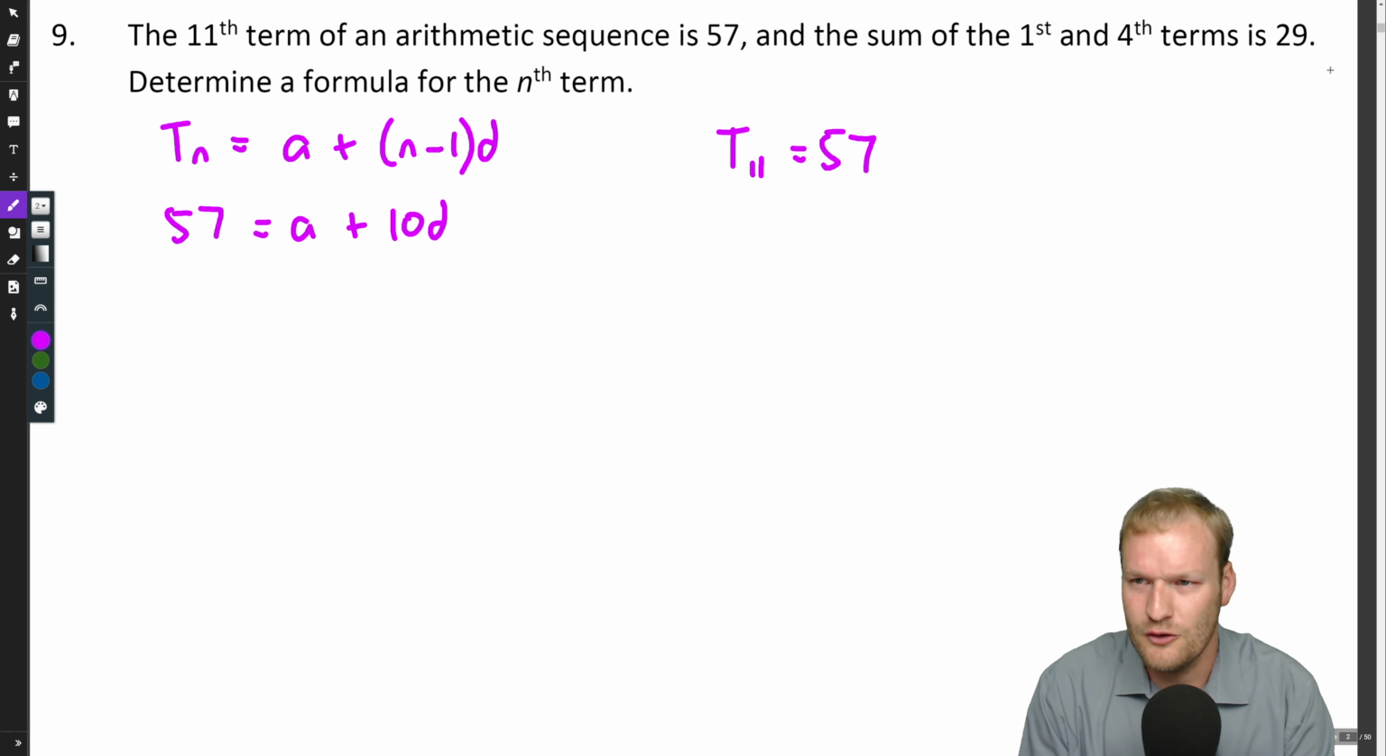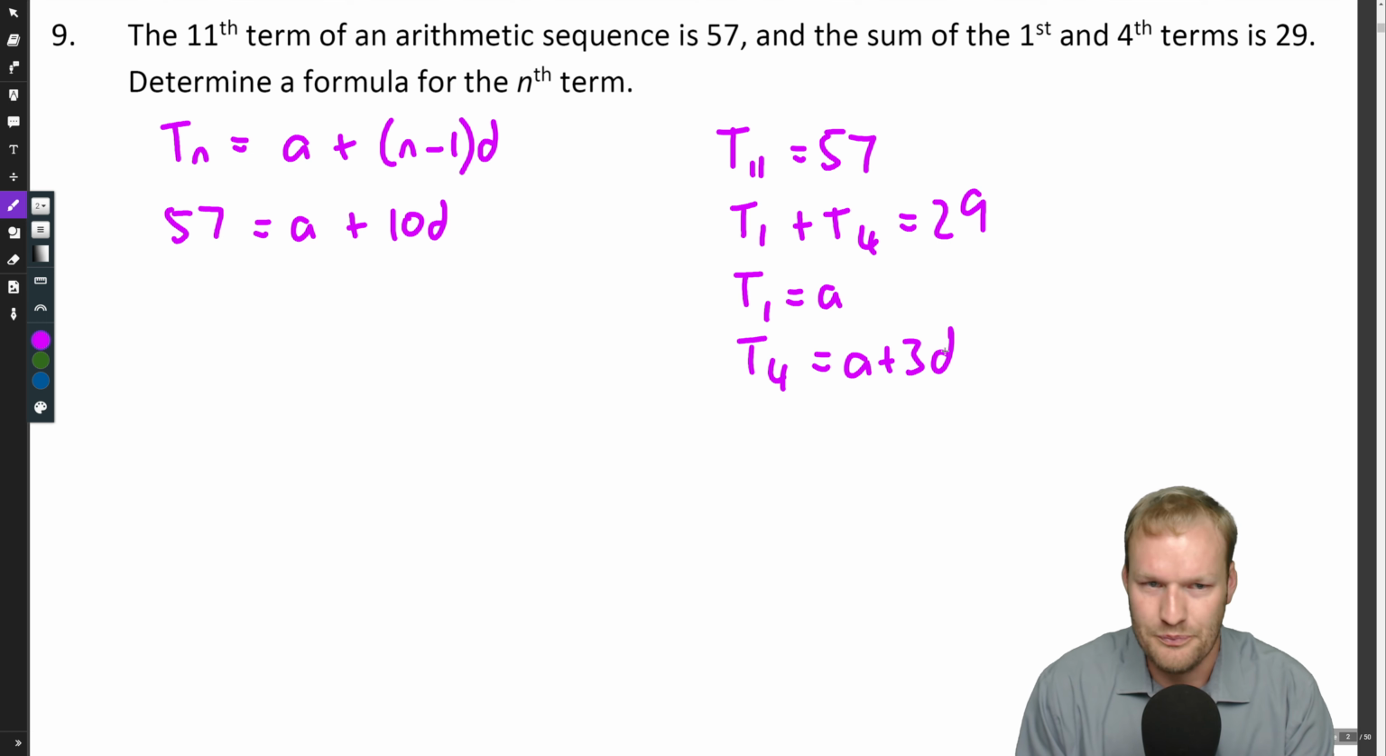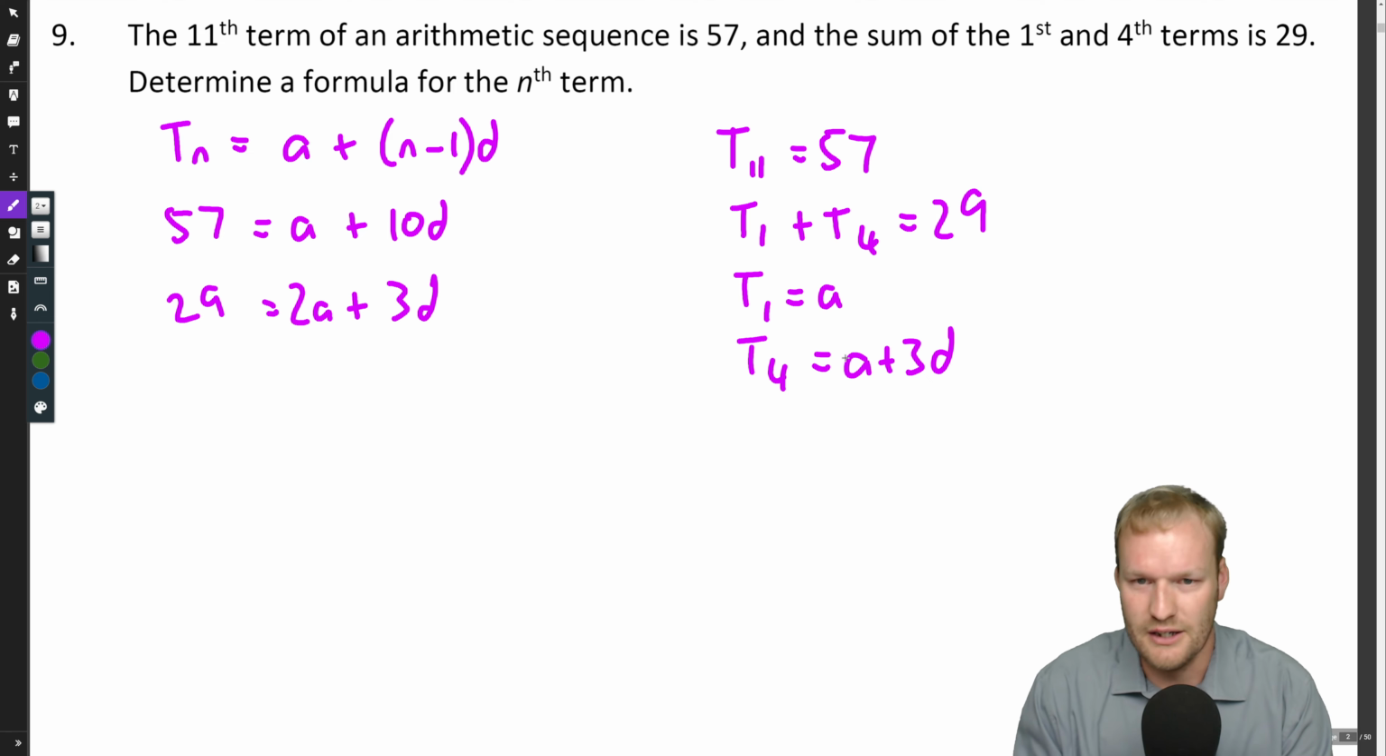The sum of the first and fourth terms is 29. So T1 plus T4 is 29. Using this formula, T1 is just a. No formula needed, actually. a is the first term. And T4 is a plus 3d. So T1 plus T4 is a plus a plus 3d, that's just 2a plus 3d. And we're told that that's equal to 29.